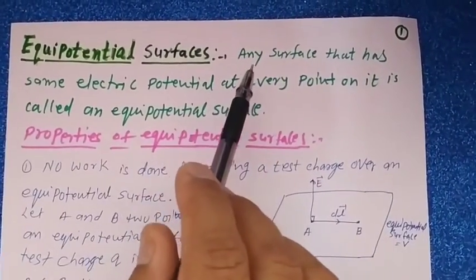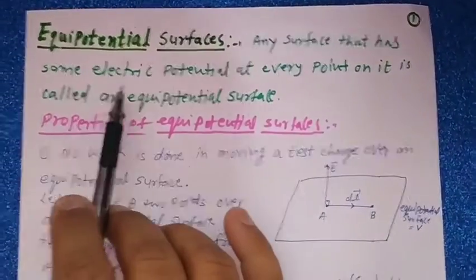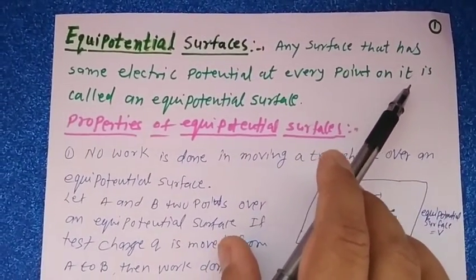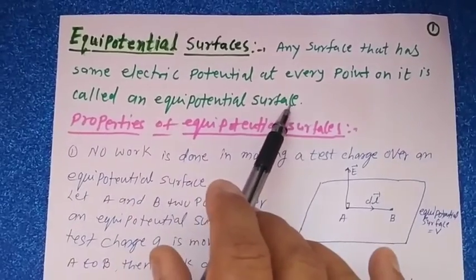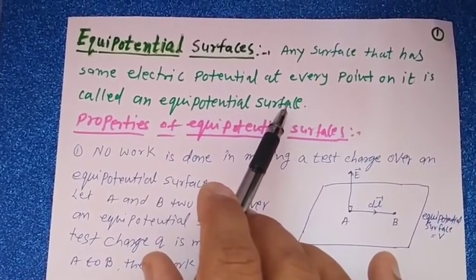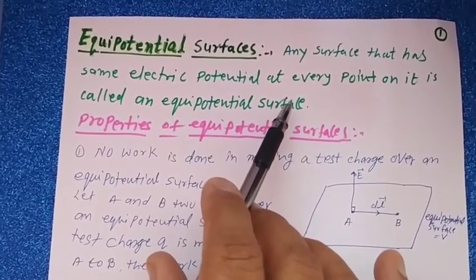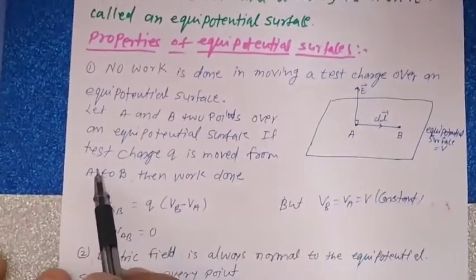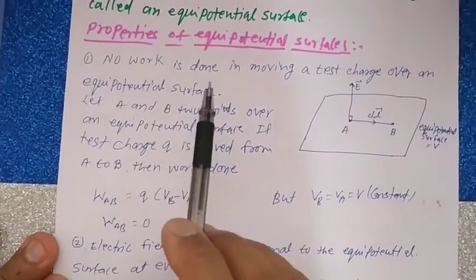Equipotential surface is any surface that has the same electric potential at every point on it. On an equipotential surface, every point has the same value of electric potential. Now we discuss some important properties of equipotential surface.